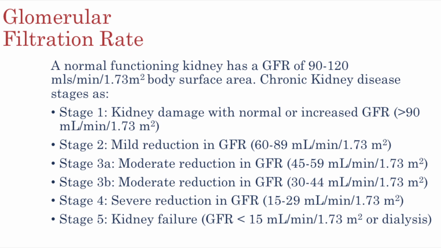Stage 1, kidney damage with normal or increased GFR of above 90 mL per minute per 1.73 meters squared. Stage 2, mild reduction in GFR, 60 to 89. Stage 3A, moderate reduction in GFR, 45 to 59. Stage 3B, moderate reduction in GFR, 30 to 44. Stage 4, severe reduction in GFR, 15 to 29. Stage 5, where you're considered to have kidney failure, where your GFR is below 15.